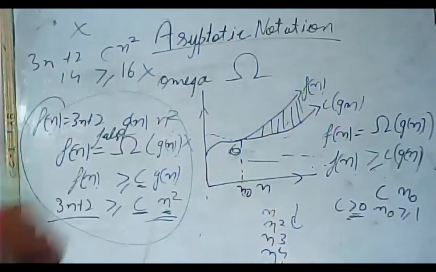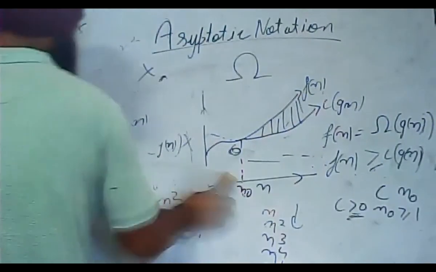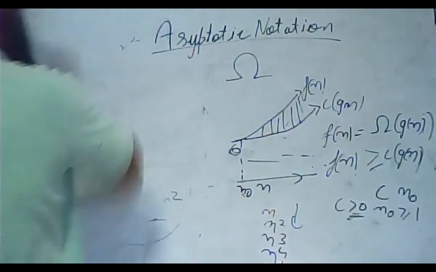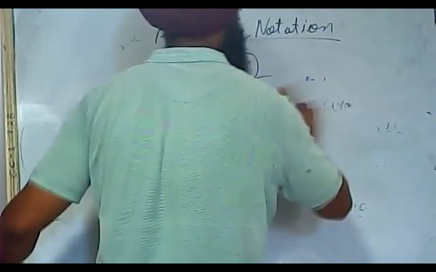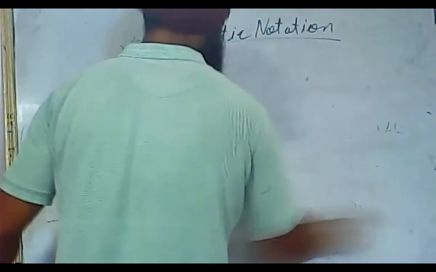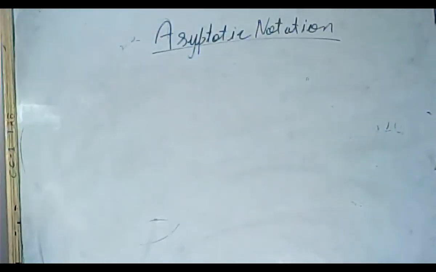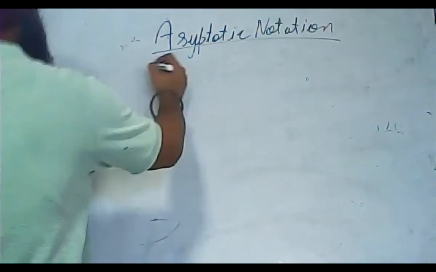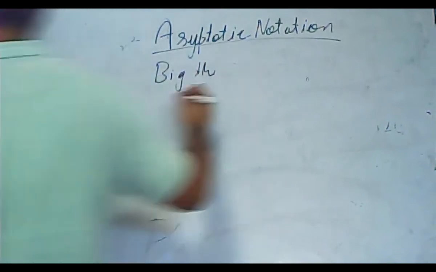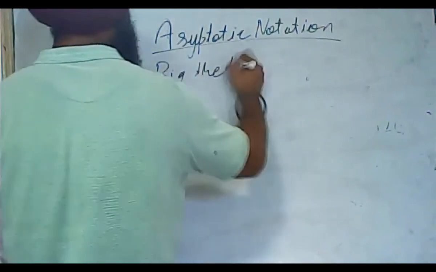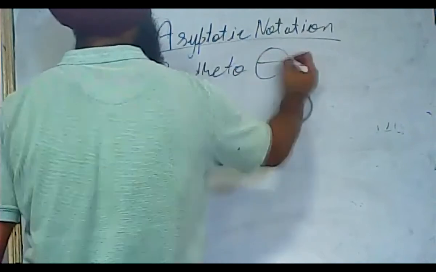Now we will see the next asymptotic notation. Next asymptotic notation, that is big theta.